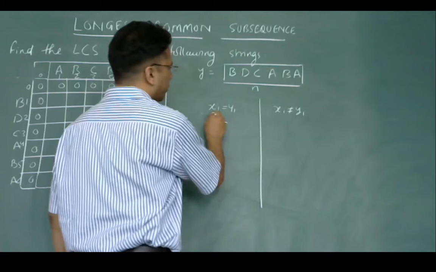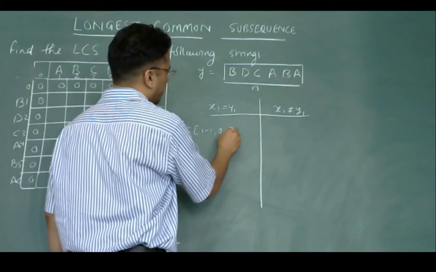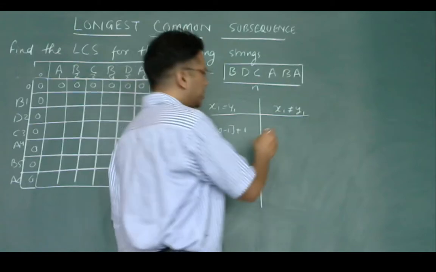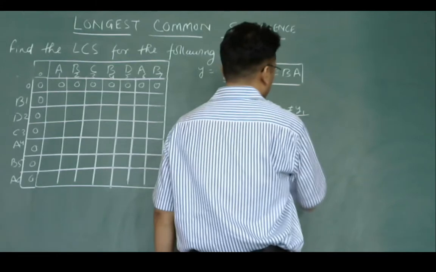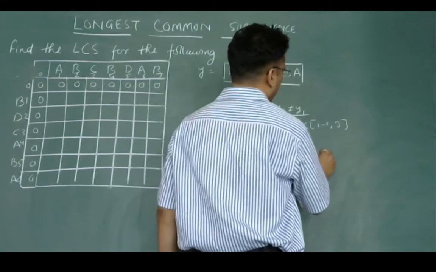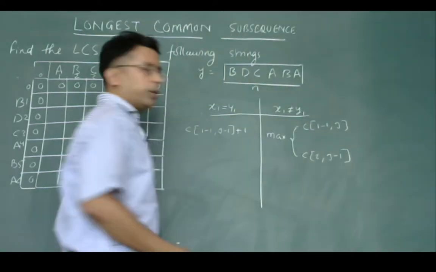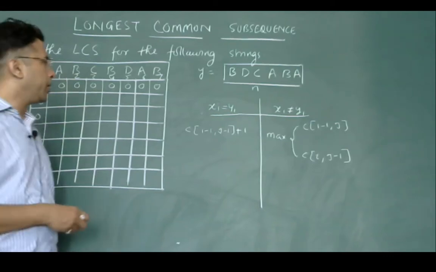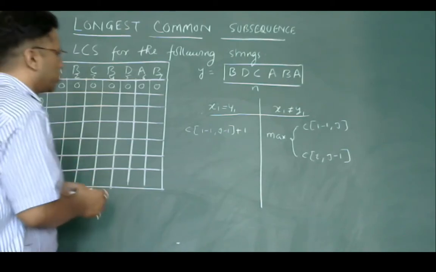If xi is equal to yi, then this is equal to c[i-1, j-1] plus 1. And if xi is not equal to yi, in that situation this is equal to the max of c[i-1, j] and c[i, j-1], right? Depending on where xi and yi are the individual elements of these strings.